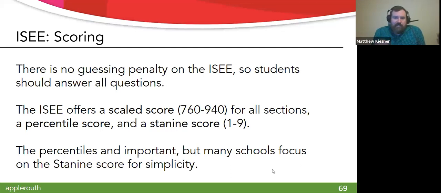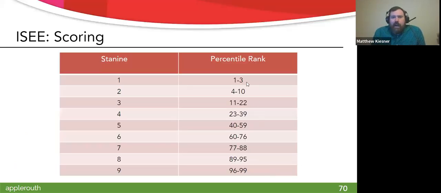I think I've got a slide for that. It's knowing that it is a bell curve, so if you look at the stanine of 5, it's almost 20 percentiles grouped together, where a 9 is only like 3 percentiles. So it's not a linear scale, and it's not like a 9 is from the 90th percentile to the 99th percentile.